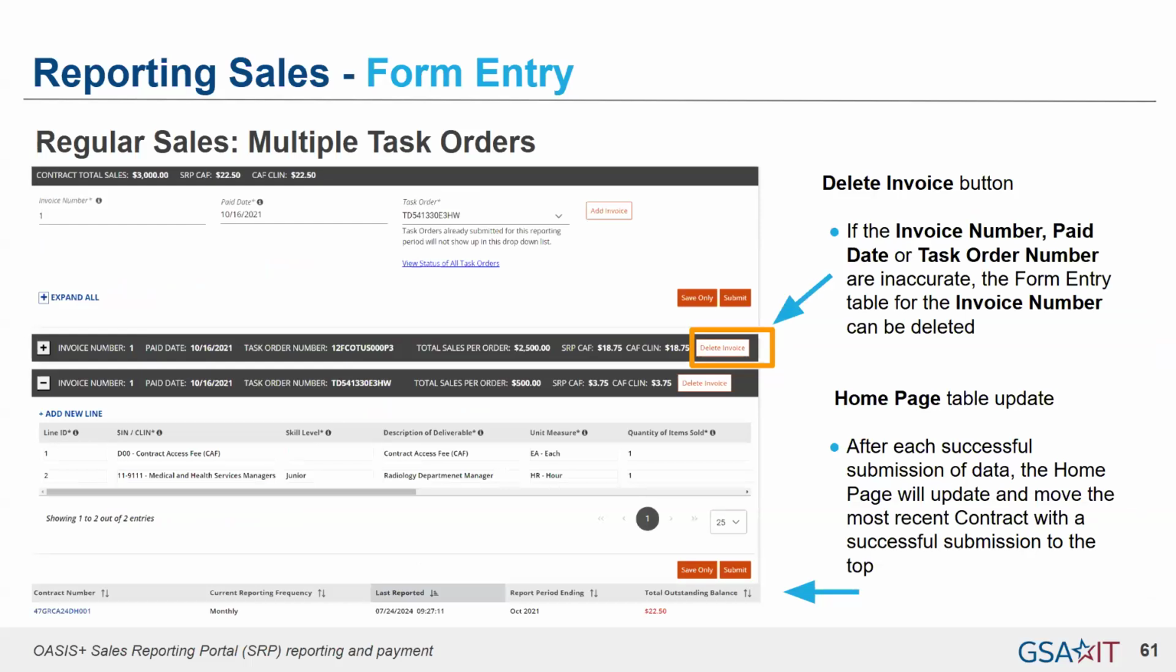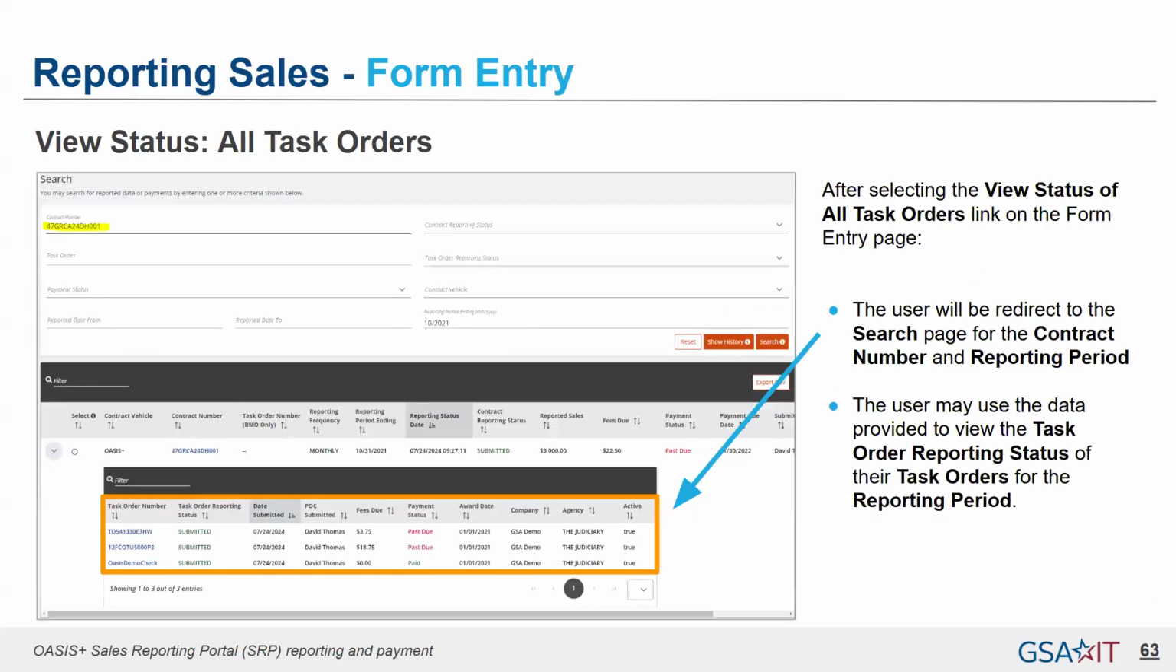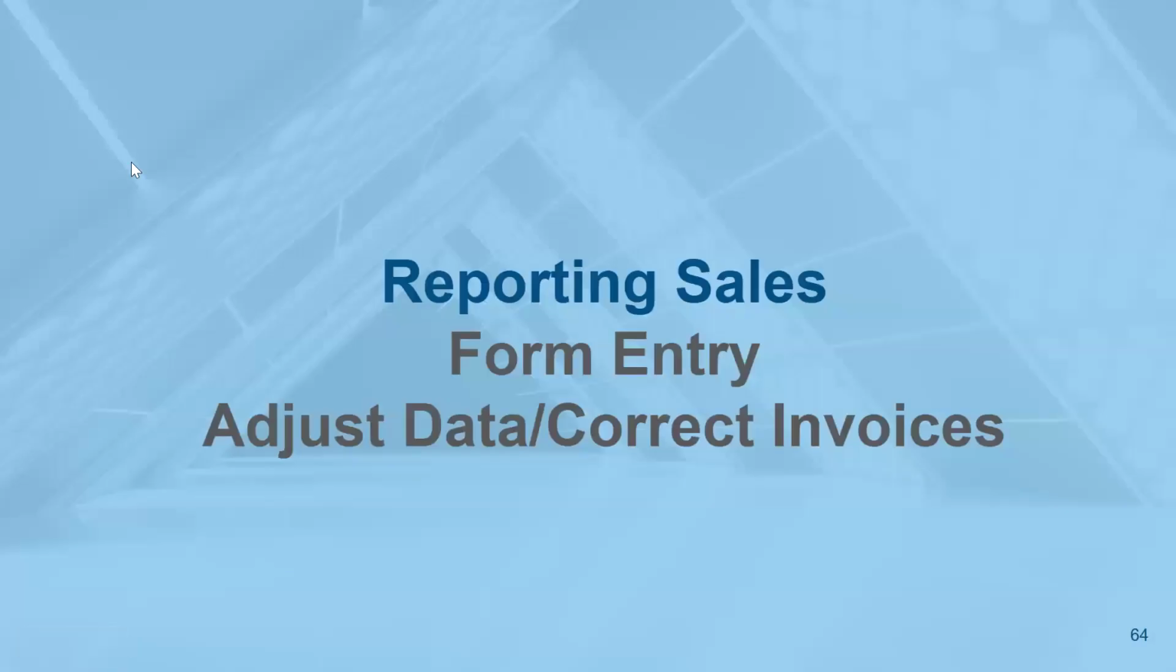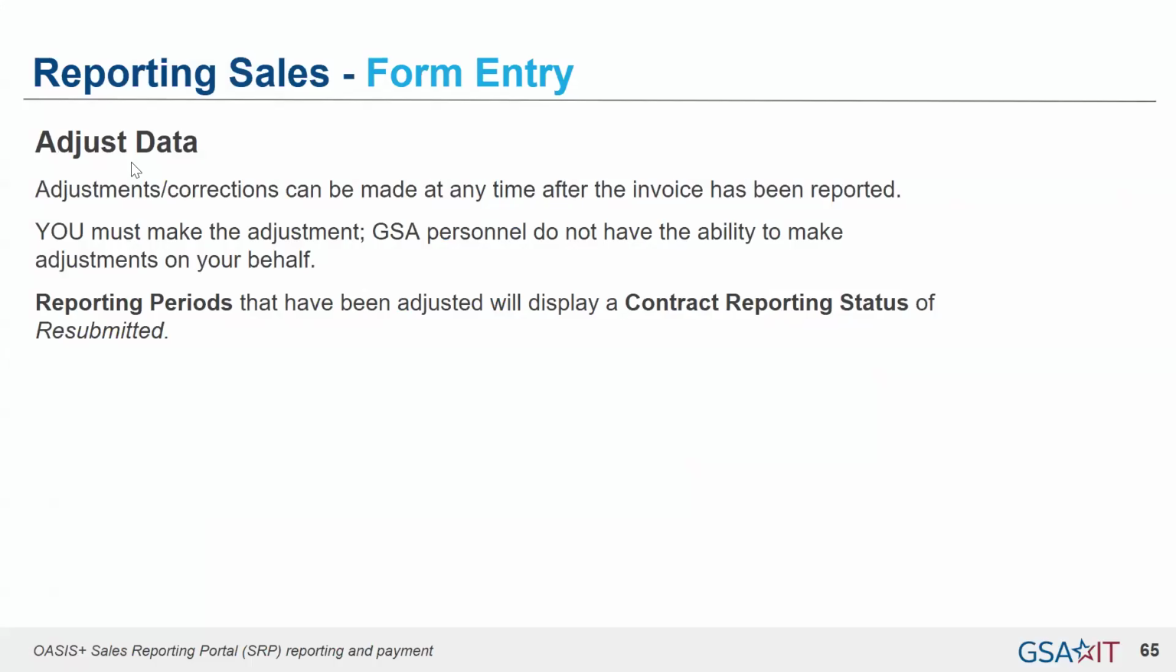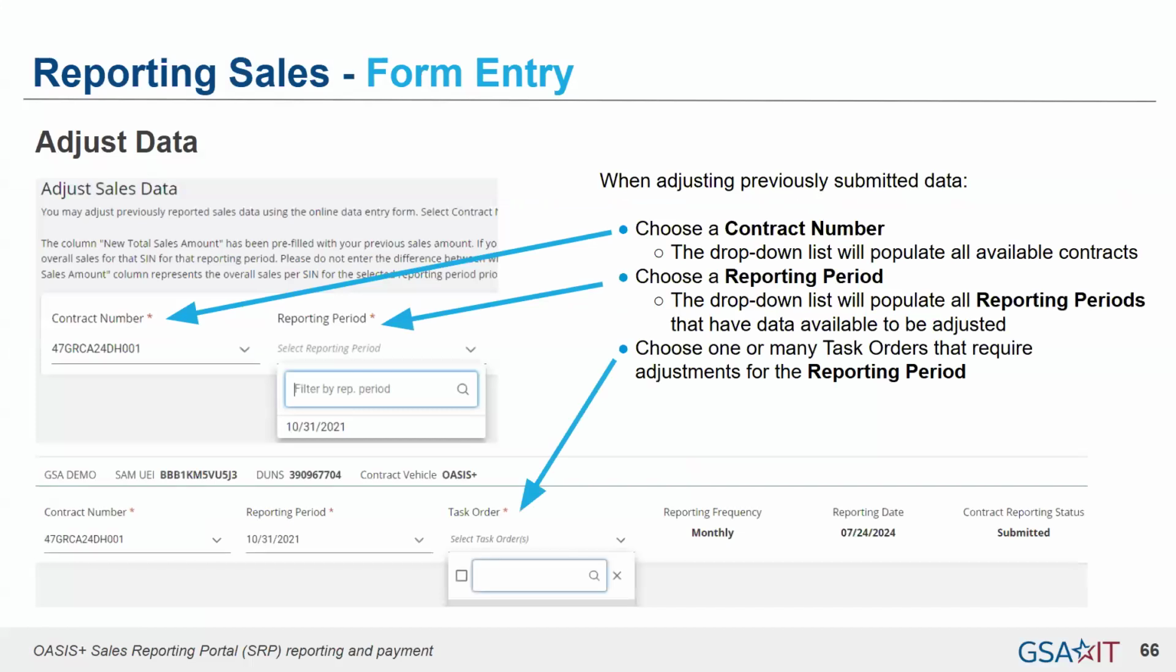And if you made a mistake, of course, you can delete your invoice. You can view the status, and this is what shows up on the search function, right? If you search for your contract number, you will see all your active task orders and how you've reported. If something wasn't reported, it'll show that here too. Things that get paid, right? All right, so that was form entry, and you can make adjustments too. You can adjust your data. Just be aware when you adjust your data, it will replace the existing data. Everything that you inputted, it'll replace. So make sure you pick the right fields to make the adjustments.